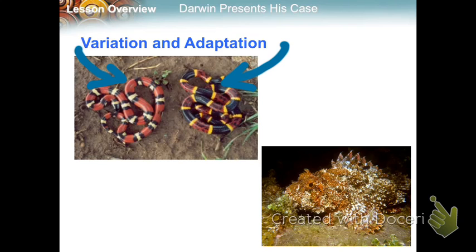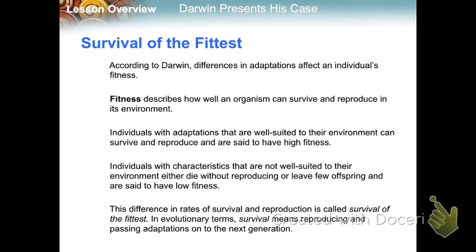And then we have our scorpion fish blending into its surroundings. It kind of looks coralish. So you can see what that looks like, an example of camouflage. Fitness, important word here on this slide. How well an organism can survive and reproduce in its environment. So individuals with adaptations that help them survive and reproduce have high fitness. Ones that don't have low fitness.